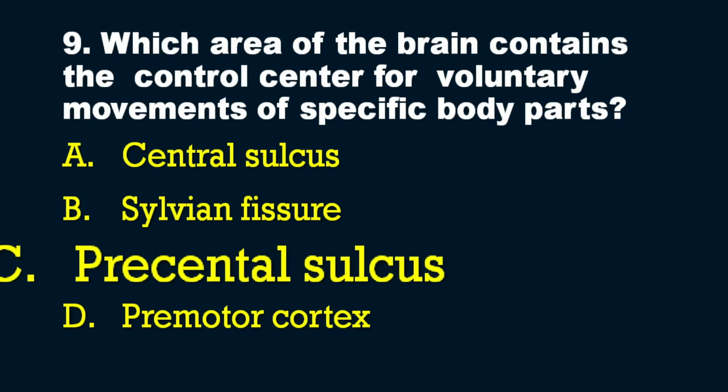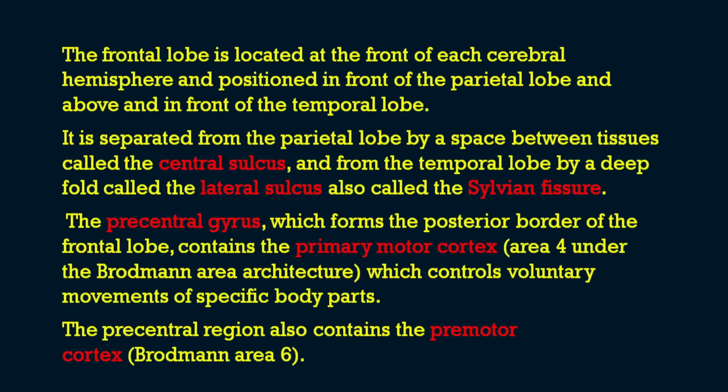So another slide which I am going to explain is very important. The first thing is that this is located in the frontal lobe. You should understand that first, and from where in the frontal lobe, that will be explained now. The frontal lobe is located at the front of each cerebral hemisphere and positioned in front of the parietal lobe and above and in front of the temporal lobe. This frontal lobe is separated from the parietal lobe by a space between the tissues called the central sulcus.